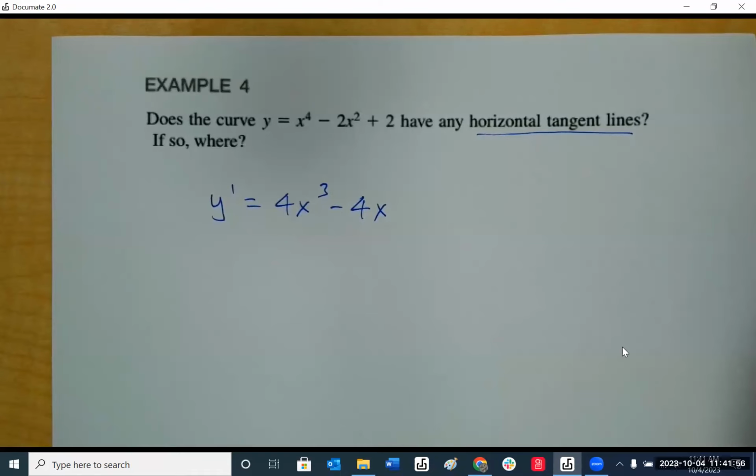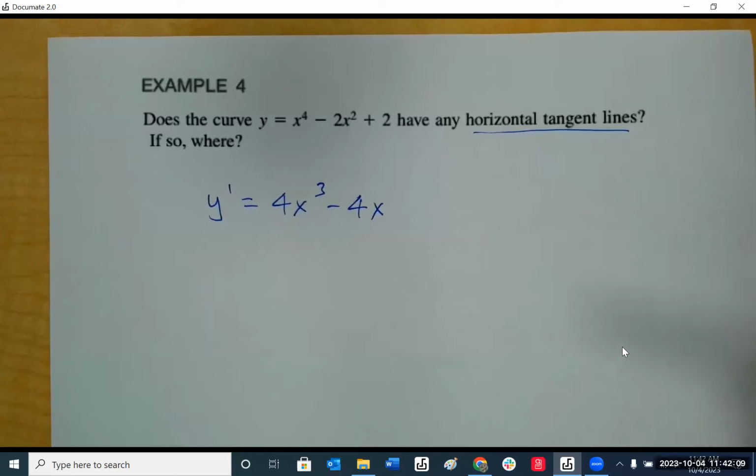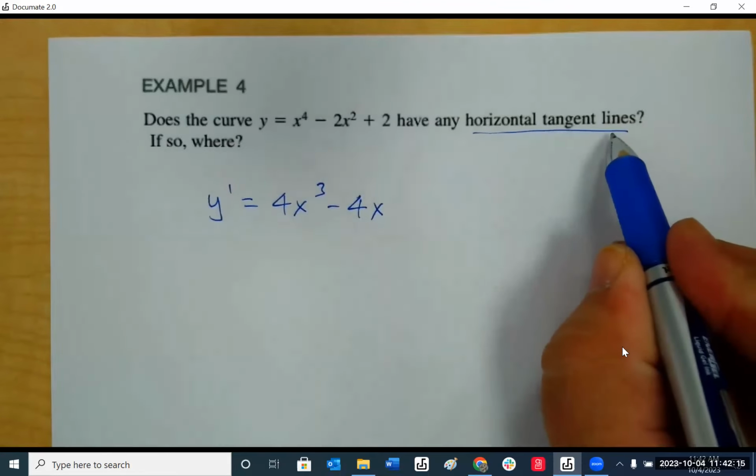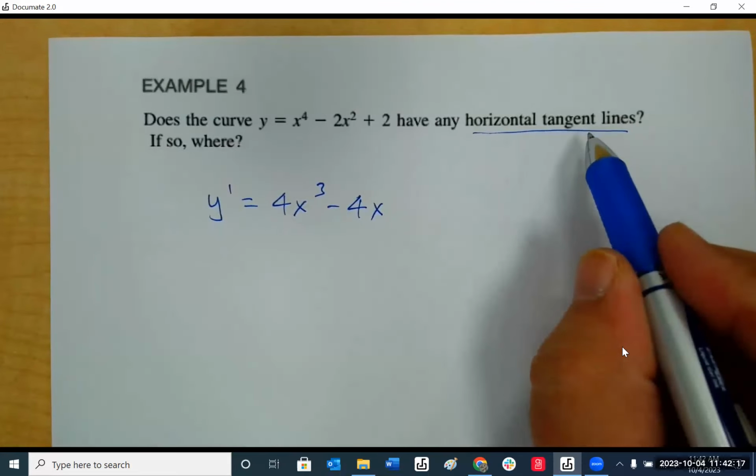X equals 0? No. You were close though. 2. No. Almost. But one of our answers is going to be 0. Yes, but that's not what it's looking for. When it says horizontal tangent line, what does that look like?